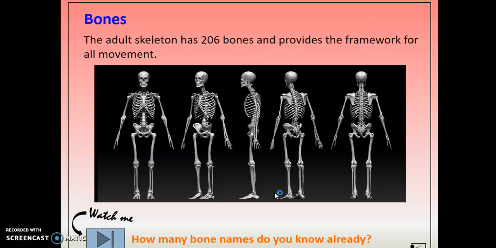There we go. So the adult skeleton has 206 bones, and we're talking about a framework. So you'll see the picture on here. I'm sure you've all seen a picture of a skeleton before. You're going to need to know some key ones that are mainly associated with movement.